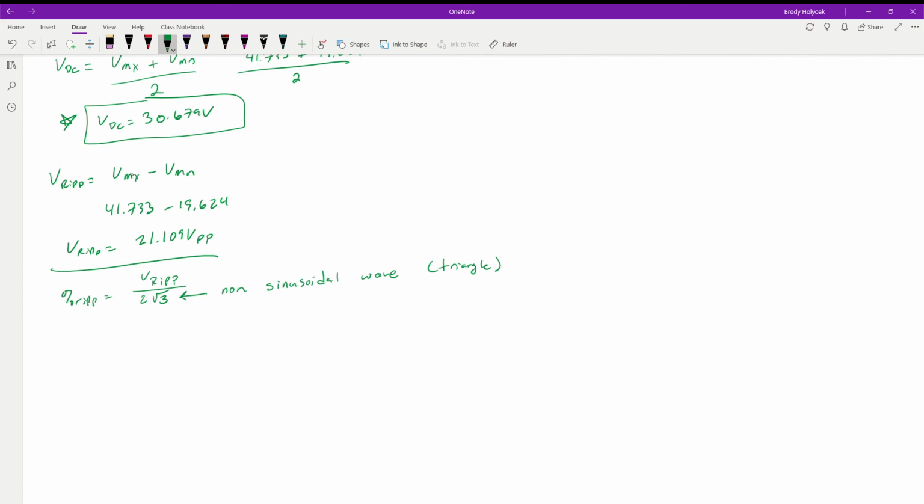And then, coming back to here, we take our V ripple divided by 2 root 3, and then we divide that total by our VDC value. Then take that whole thing, multiply it by 100, and that gives us our percent. So we take the 21.109, divide that by 2 root 3, and divide that by our 30.679, multiply the entire quantity by 100, and we end up with 20.804%.